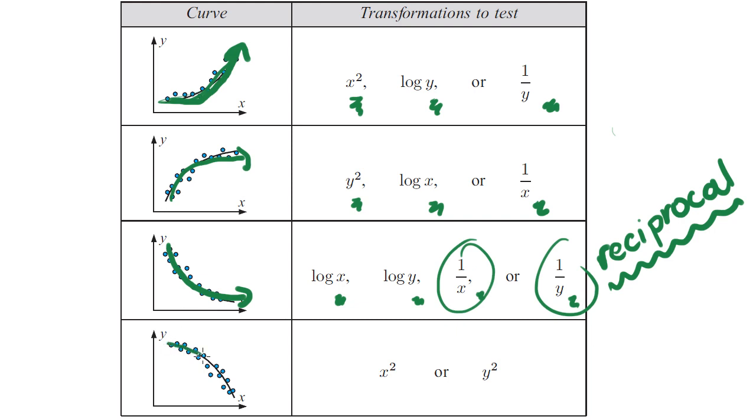Okay, and this last shape going like this, well, we're going to stretch out y or stretch out x to fix this up, to make this more linear. So that would be either an x squared transformation or a y squared transformation.